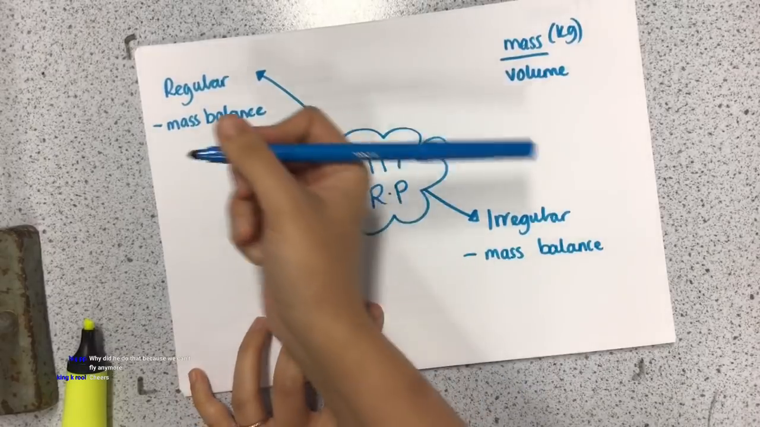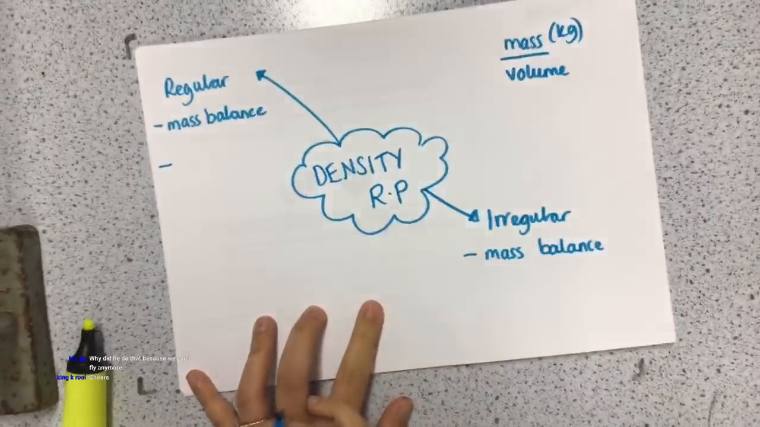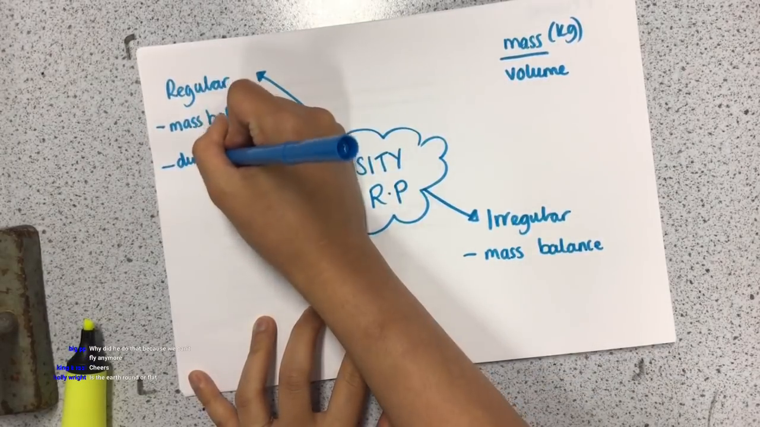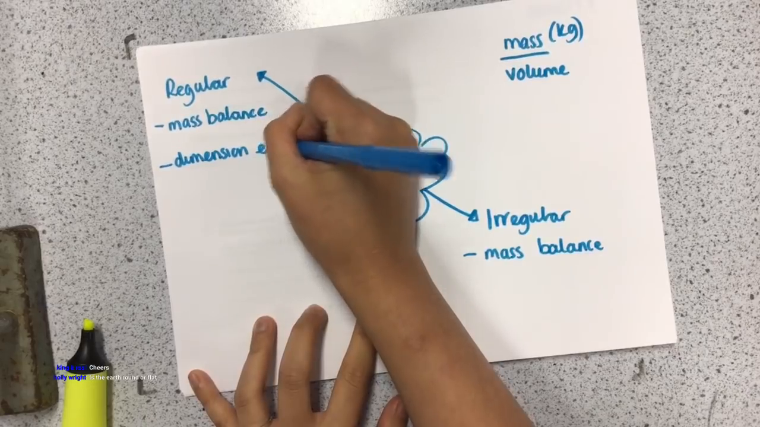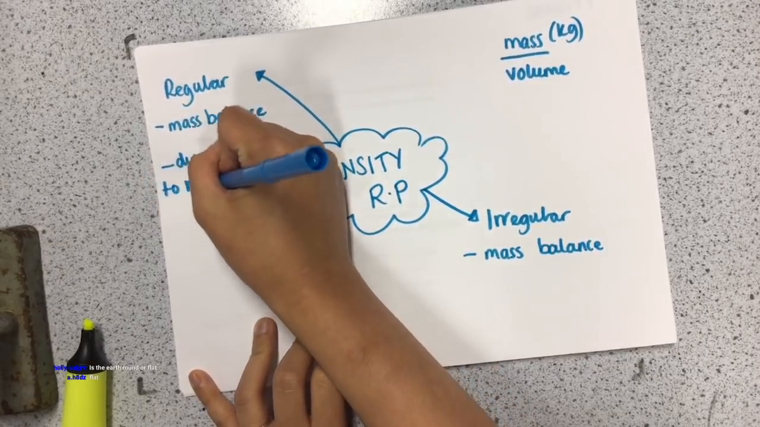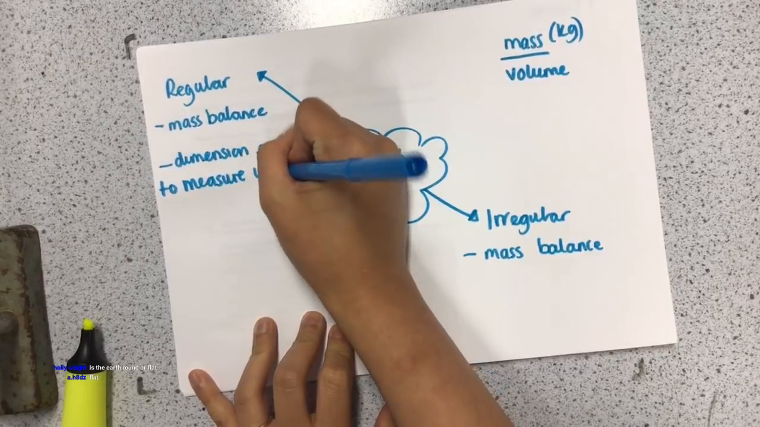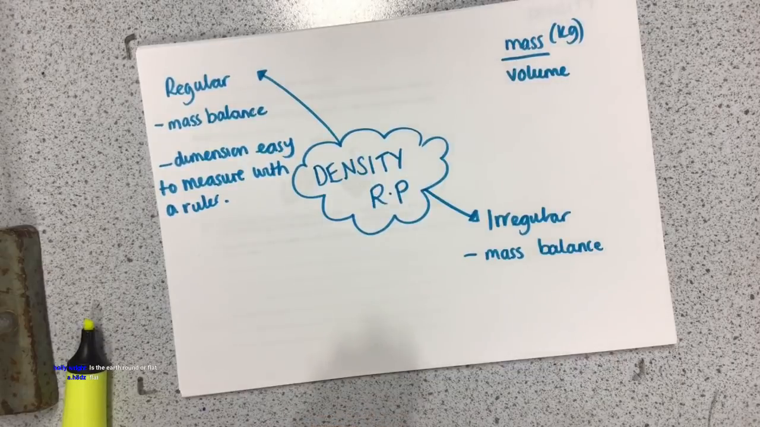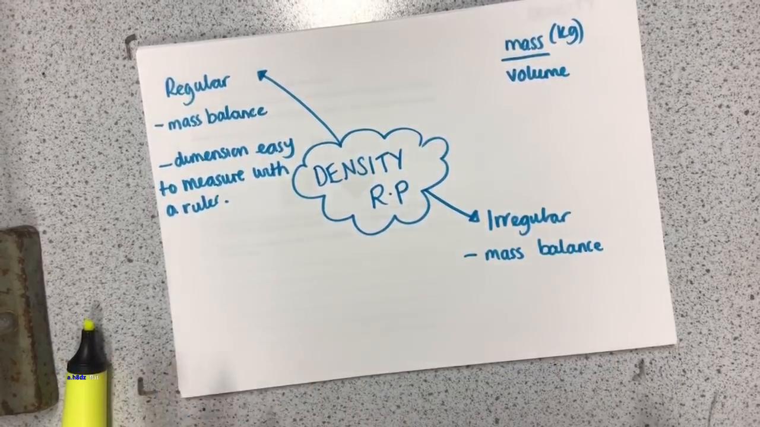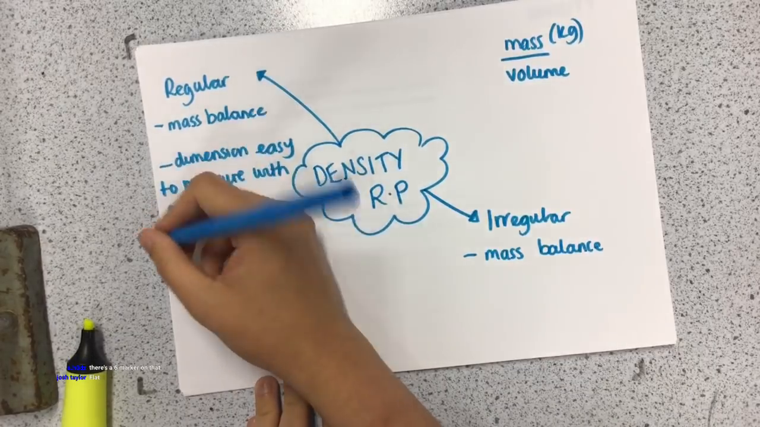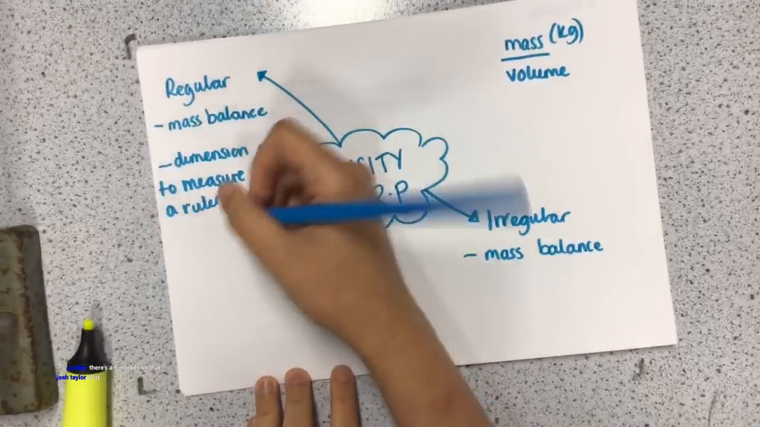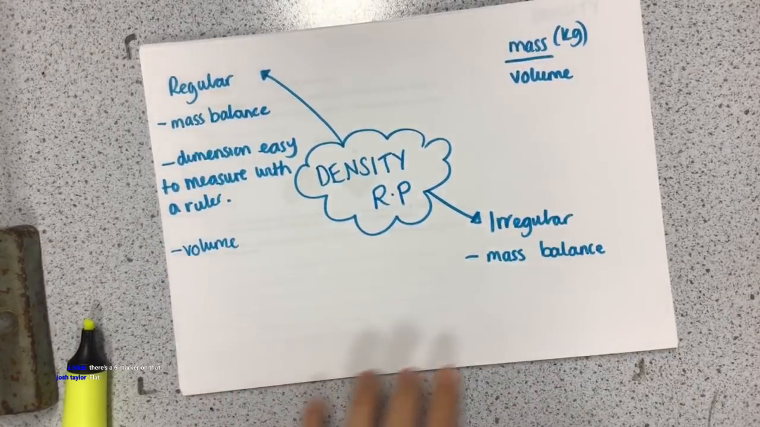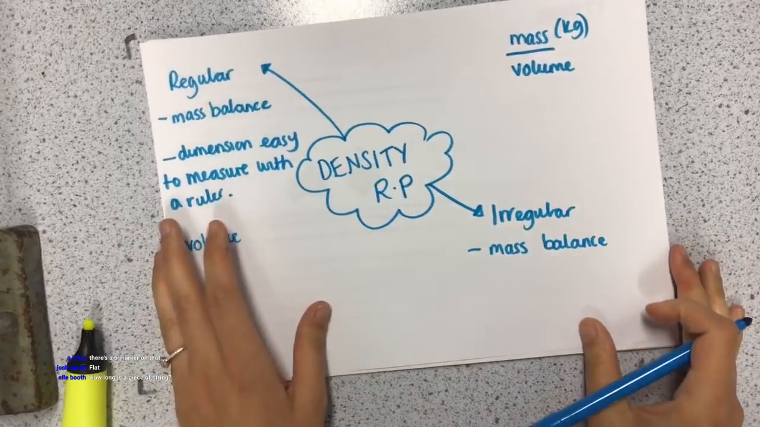Now the regular one is probably the easier one to measure, so you can actually measure the volume. So the dimensions are easy to measure with a ruler. Okay, and then to work out your volume, if it's a perfect cube, it would just be the length of the side cubed, or it would be the height times the width times the length to calculate your volume.